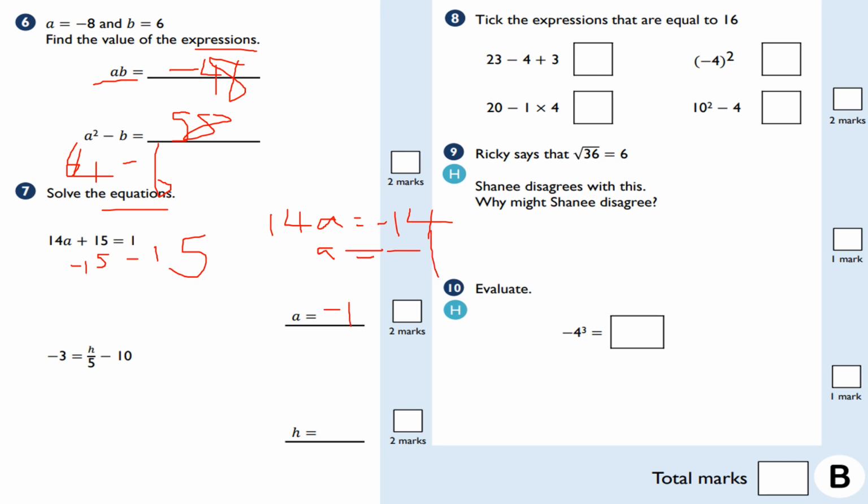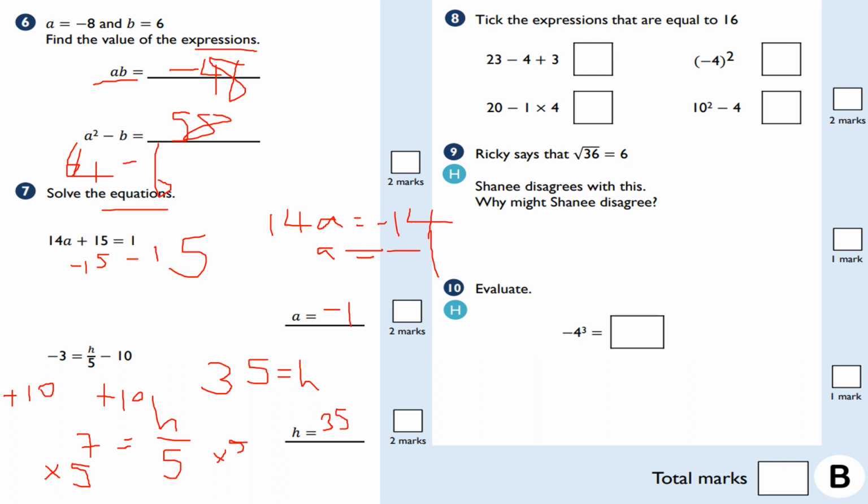Okay, for the next one, I'm going to add 10 to both sides to balance it respectively. Minus 3 plus 10 goes to 7. So 7 is equal to h over 5. Multiply both sides of the equation by 5. 7 times 5 is equal to 35. So 35 is equal to h, or h is equal to 35.